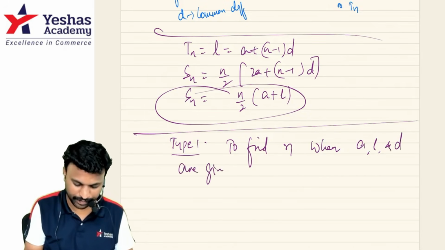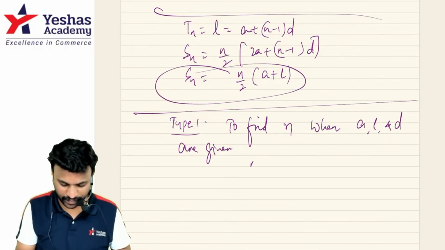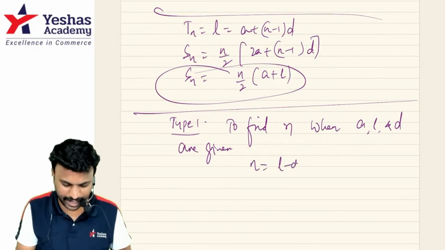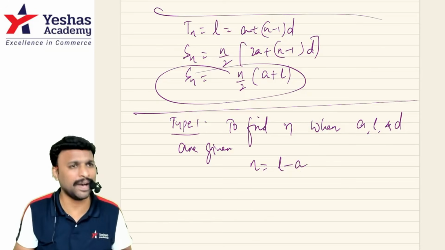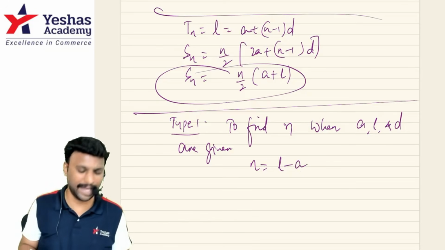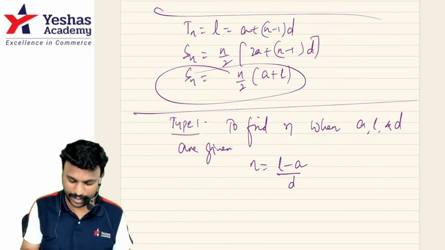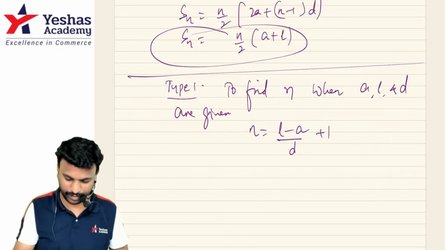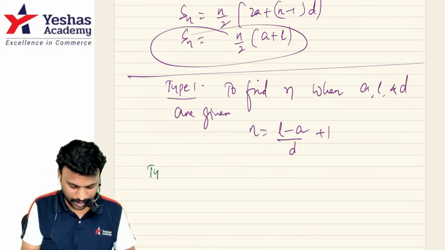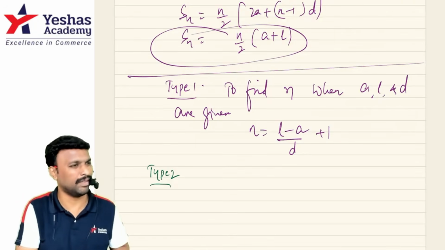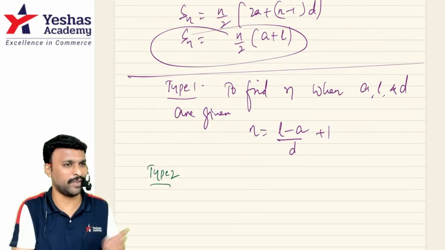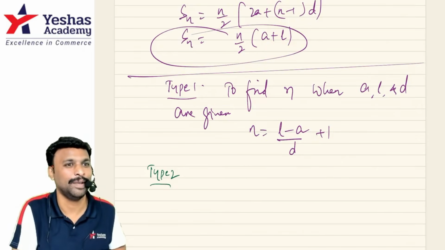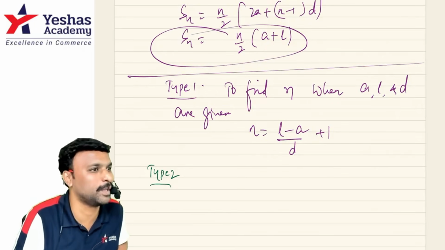The first variety that we have discussed is to find n when a, l, and d are given. What is the shortcut to find n, everyone? (l minus a) by d, plus 1. Please say you will remember. I'll give you the question on type 1 in type 2 only, because type 2 requires type 1, yes or no.